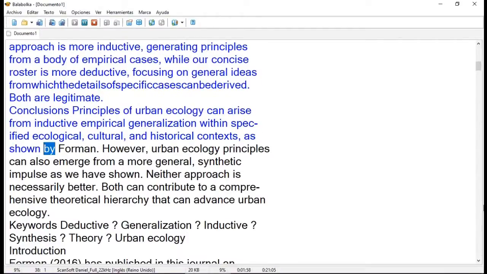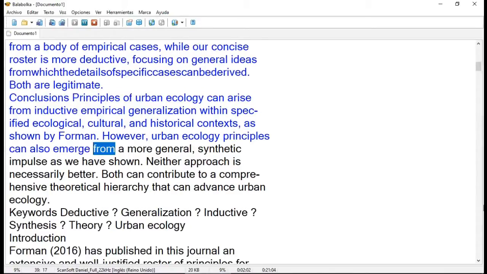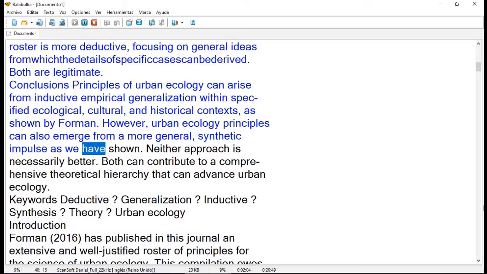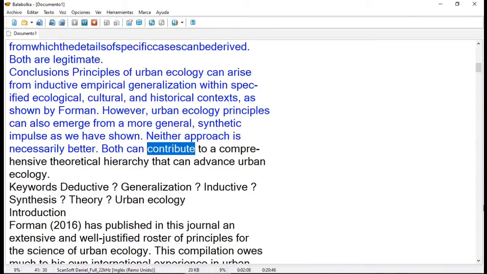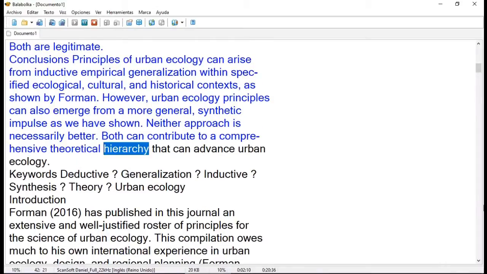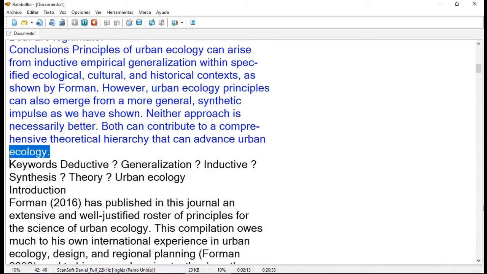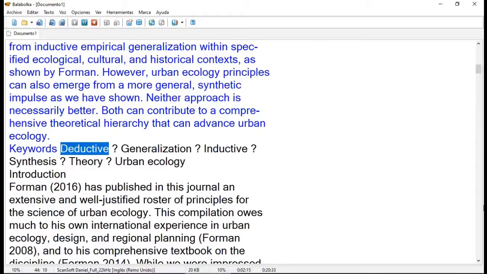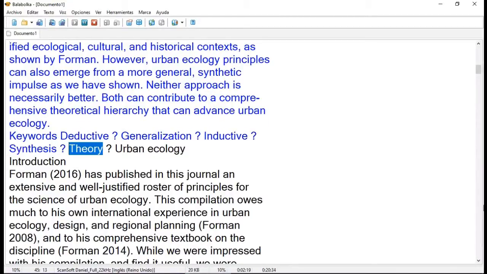Conclusions: Principles of urban ecology can arise from inductive empirical generalization within specified ecological, cultural, and historical contexts, as shown by Forman. However, urban ecology principles can also emerge from a more general synthetic impulse, as we have shown. Neither approach is necessarily better. Both can contribute to a comprehensive theoretical hierarchy that can advance urban ecology. Keywords: deductive, generalization, inductive, synthesis, theory.